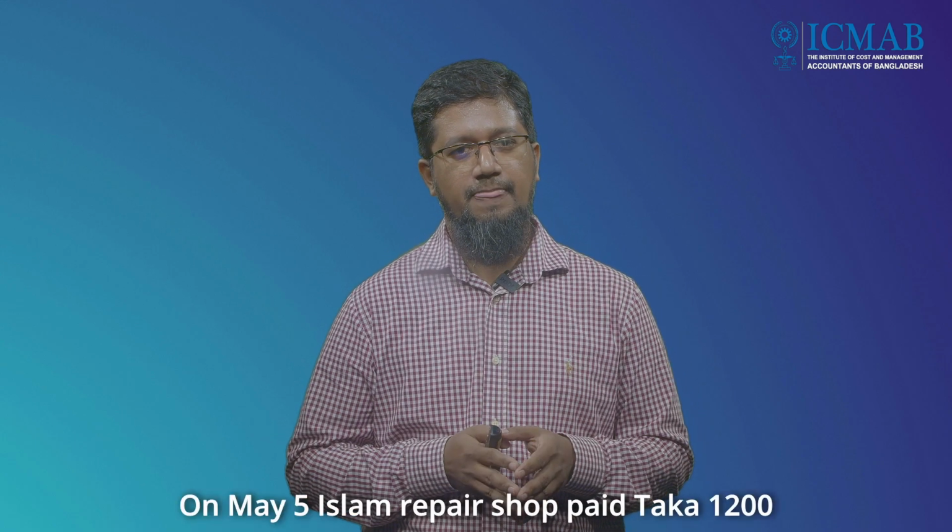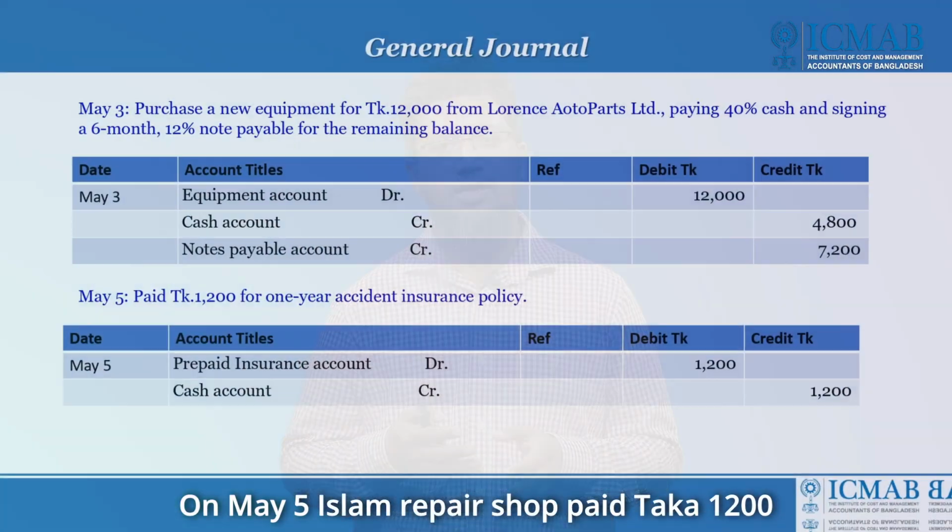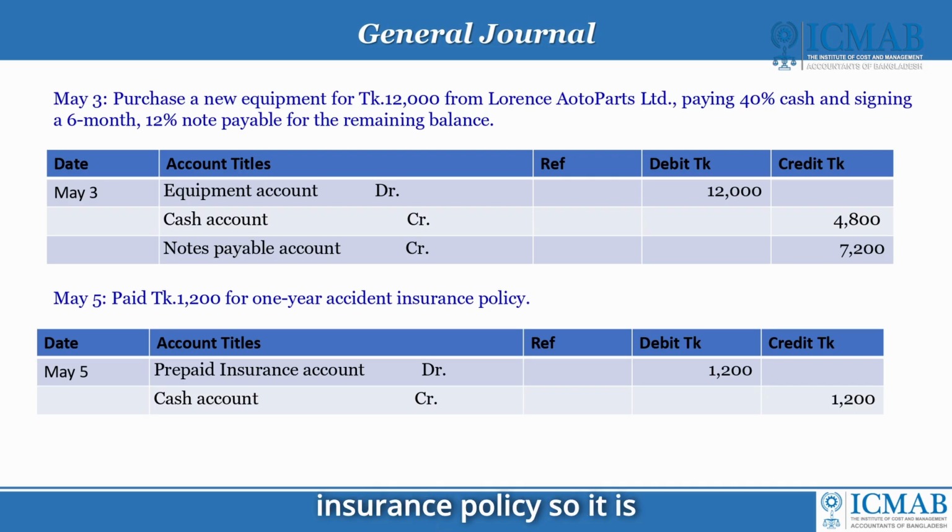On May 5, Islam Repair Shop paid taka 1,200 for a 1-year accident insurance policy. So it is an advance payment. So this advance payment should be considered as an asset. So as asset has increased, prepaid insurance account should be debit, and cash has decreased, so cash account should be credit. So the journal entry should be prepaid insurance account debit 1,200 and cash account credit 1,200.